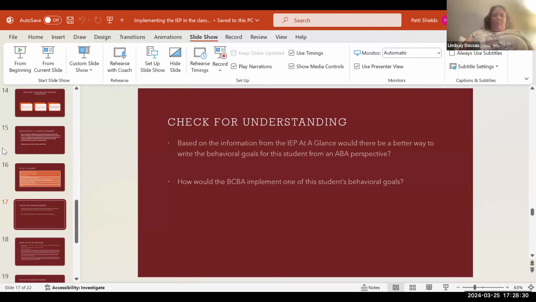No problem. So based on looking at that student's IEP at a glance, even though it is in draft form, it's being changed and we will be having a meeting coming up in a few weeks. So based on the information from the IEP at a glance, would there be a better way to write the behavioral goals? Anybody? Well, they don't really make much sense right now. Right, making a cohesive sentence would be a good start.